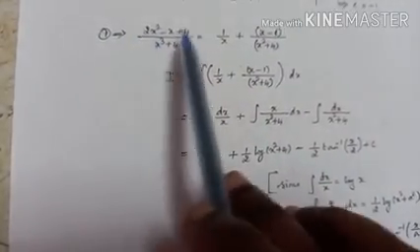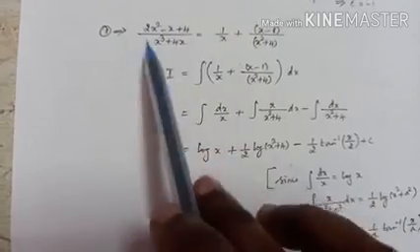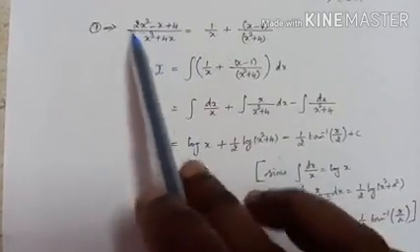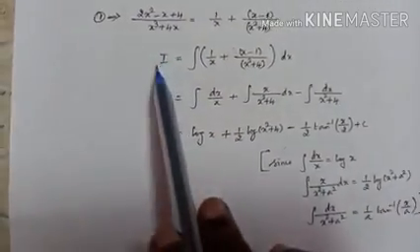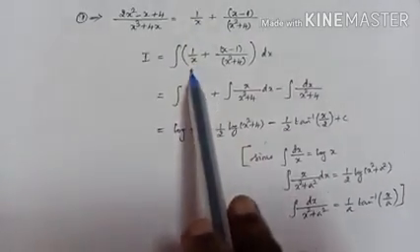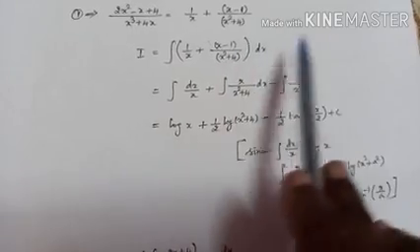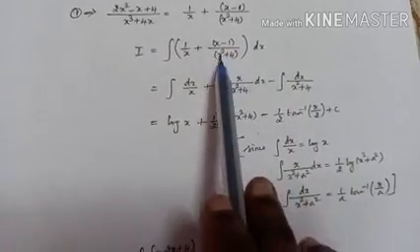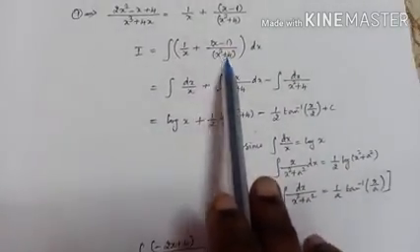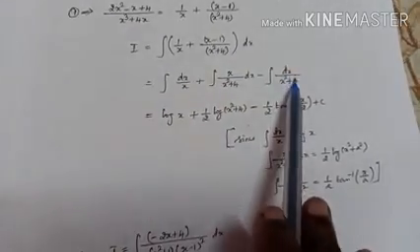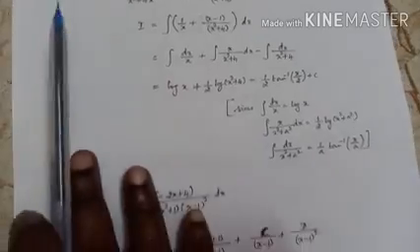Now integrate. Take integration dx both sides. This is actually I which we represented. And this is integral 1 by x dx, integral x minus 1 by x square plus 4. Let us split the integral: integral x by x square plus 4, integral minus 1 by x square plus 4 dx.